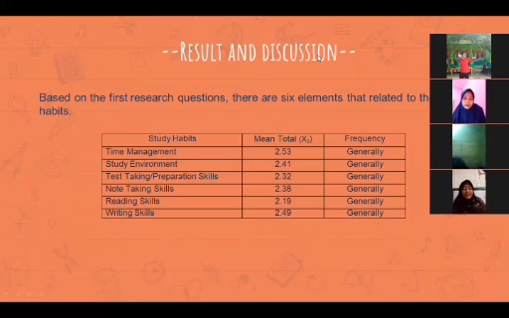In the test taking or preparation skills, the mean score was 2.32. It shows that respondents sometimes had good test preparation skills. They sometimes studied for each class every day. They started to review the materials at least 3 days before a major exam. Some of them had a study group, so they could discuss and solve their problems in understanding the materials, and attended extra sessions given by the lecturers to prepare themselves for the exam.